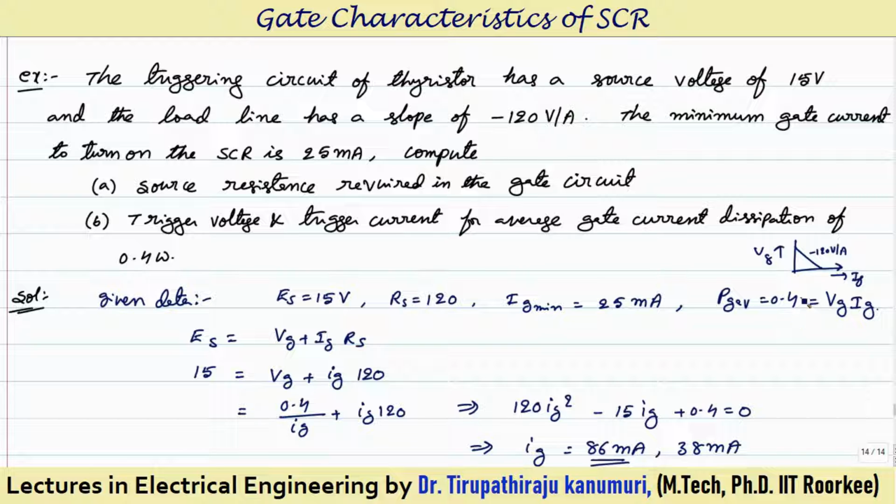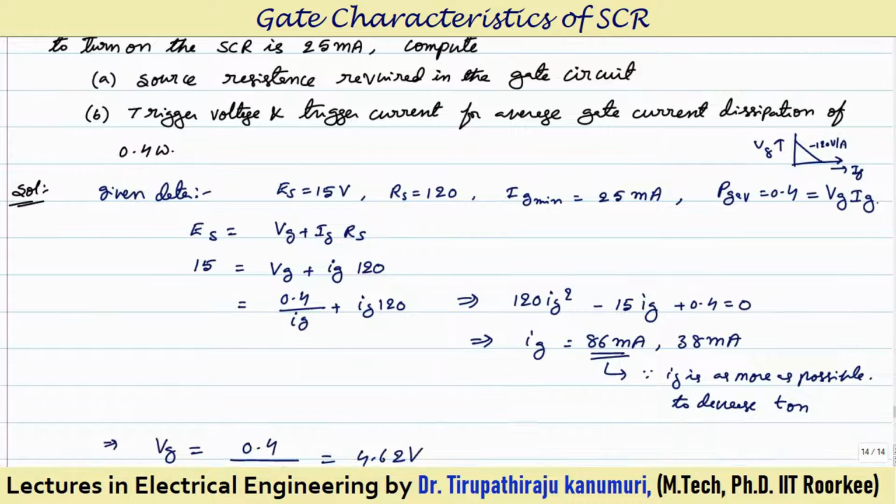We know this average power dissipation is nothing but, because we are not going for the pulse triggering, we are first going for the normal triggering only. That means continuous pulse is applied. This will be equal to Vg multiplied by Ig. So we have to calculate the Vg as well as Ig. So let us see one by one.